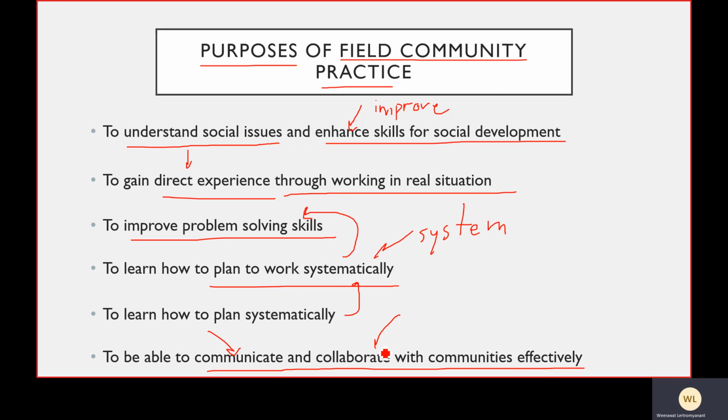Like I go to a village located in Chiang Rai. I have never been there before, so I have to meet the head of the village. I have to know how to talk to him because I would like to do some project in his community or in his village. Collaborate means work together with communities, more than one community, effectively, in an effective way. So if you always do a project, especially field practice, you will learn automatically to have good communication, good collaboration, and this is your good experience for being a global citizen.